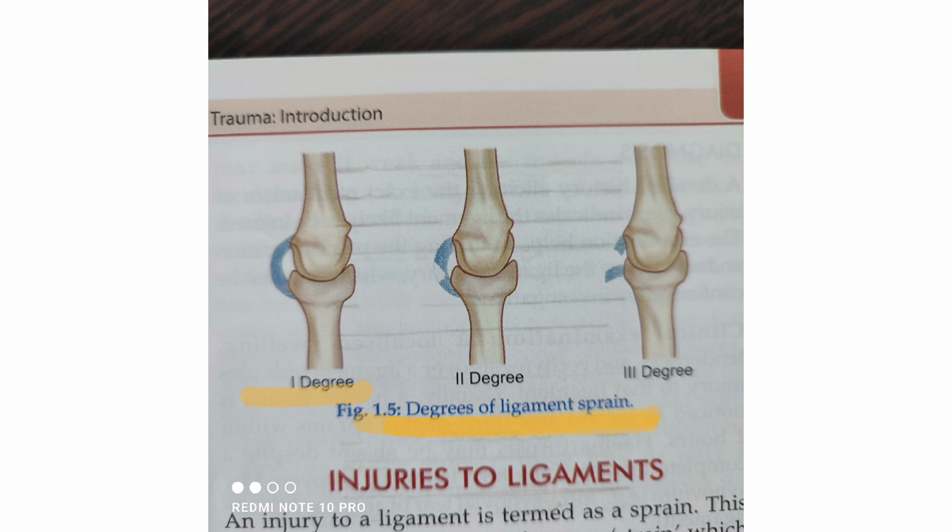And degree of ligament sprain. First degree like this, second degree a little torn, third degree full torn. Degree of ligament sprain, 3 types. First type, second type, third type. देखिए first, second, third. Degree of ligament sprain.